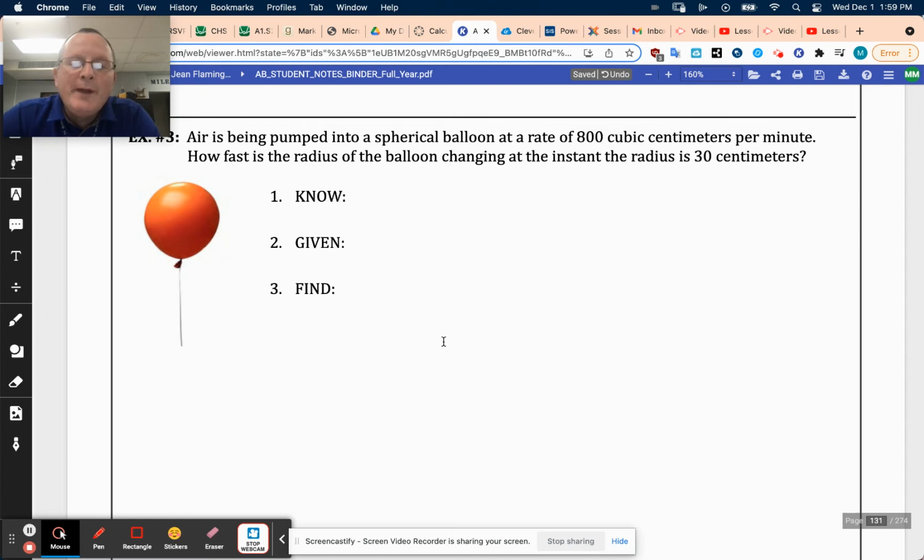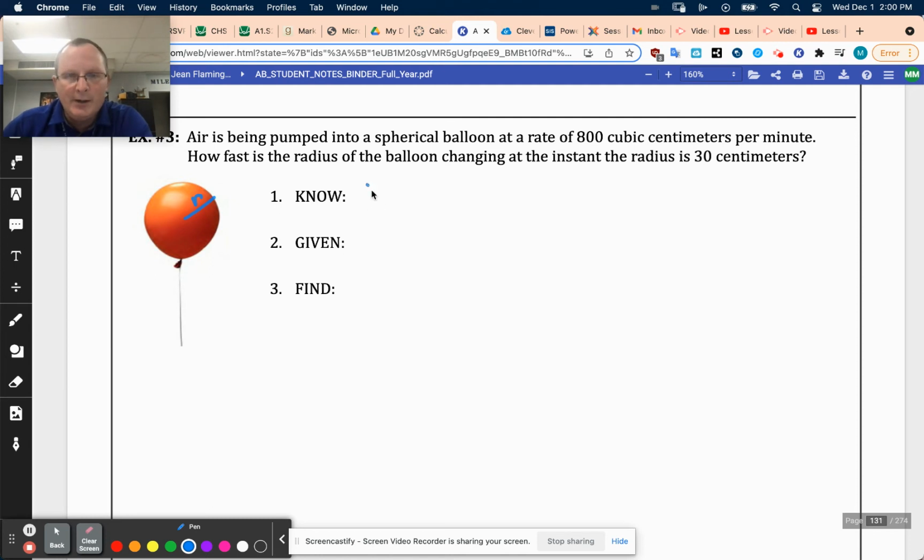Okay, we've got air pumped into a spherical balloon at a rate of 800 cubic centimeters per minute. How fast is the radius of the balloon changing at the instant the radius is 30 centimeters? Okay, so here's what we know. We've got a balloon. We're filling up its volume. All right, and so we've got our drawing over here. So there's a radius there. Okay, it's supposed to be spherical.